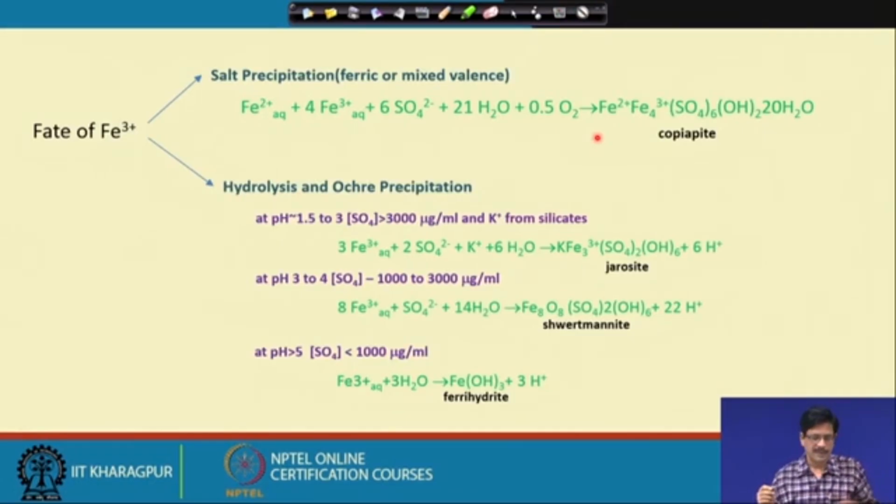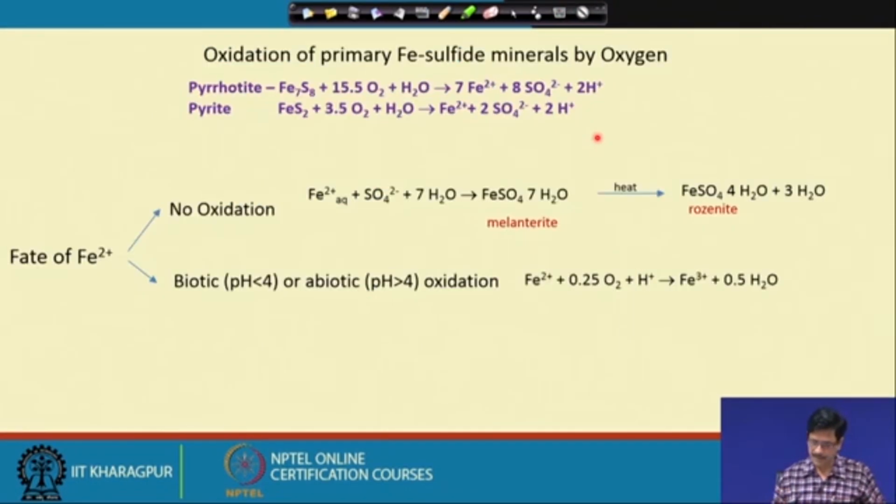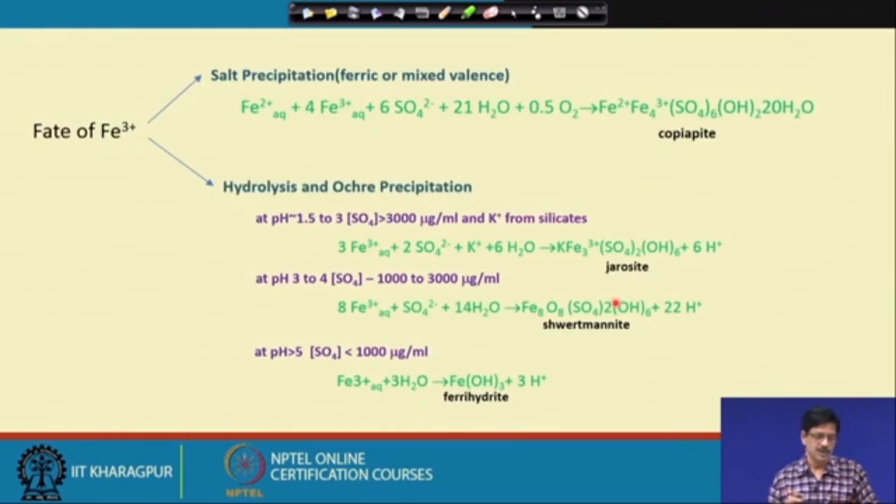Okay. So, what happens to the fate of iron 3 plus, which comes out by the oxidation of this Fe2+? This Fe2+ which is liberated here may not be further oxidized, depending on the prevailing environment, or it can get oxidized either by a biotic or an abiotic method giving rise to Fe3+. So, what happens to the fate of Fe3+?